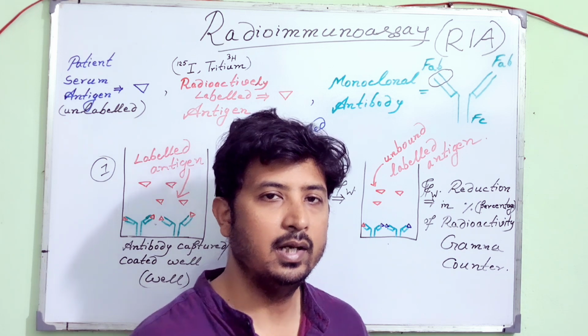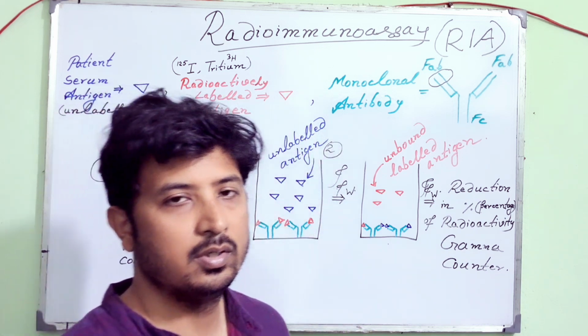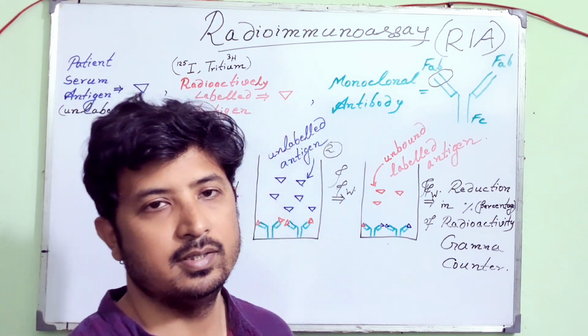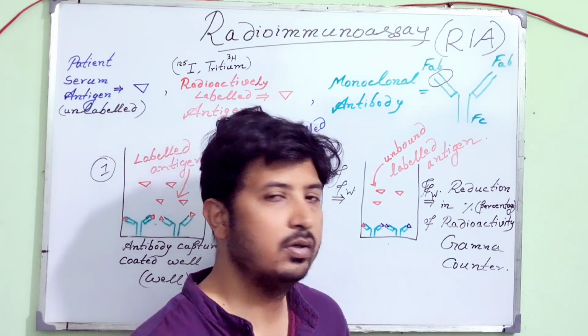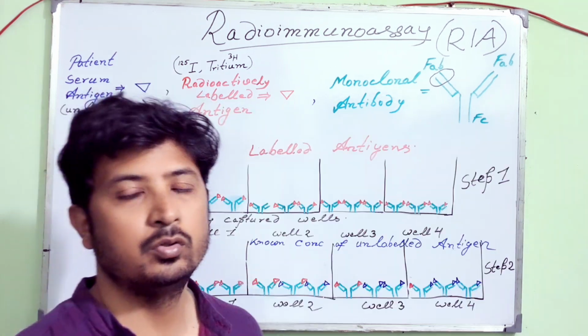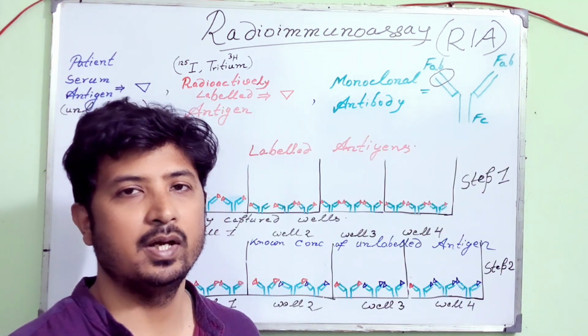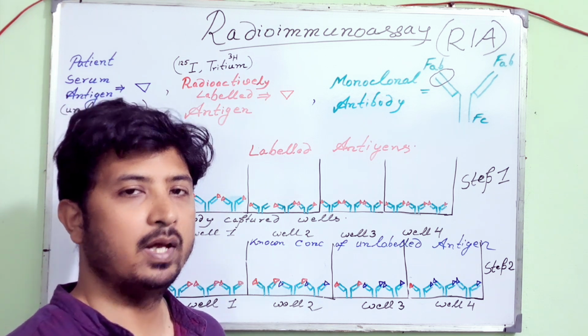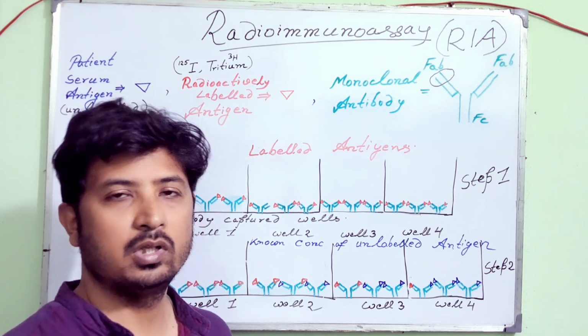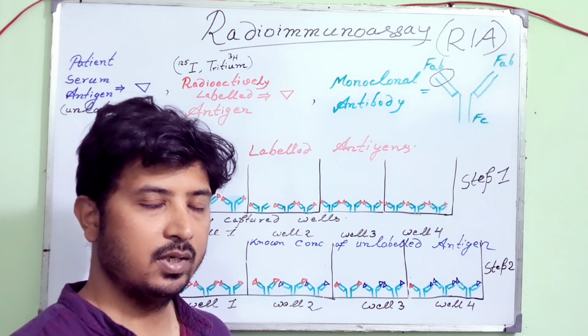Now let's consider you want to know the concentration of the serum antigen. Okay, so I will draw and will explain you. To measure the concentration of the antigen, you have to take microtiter well plates. Of course, all the experiments are going on in the microtiter well plates.